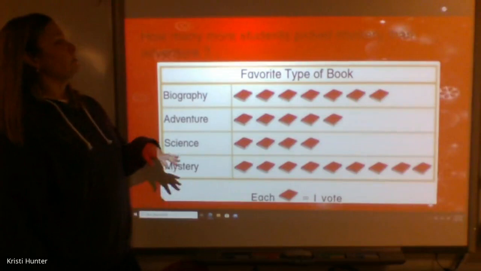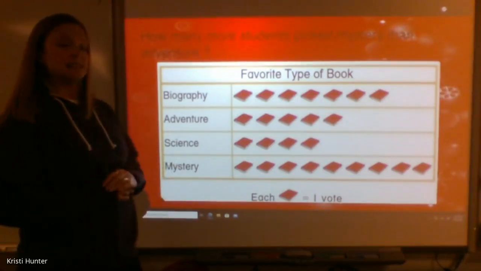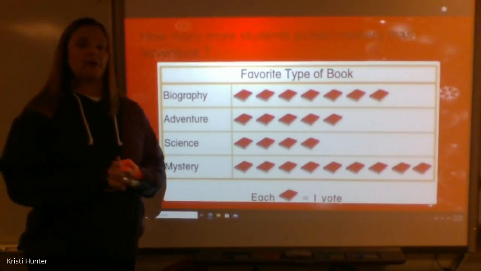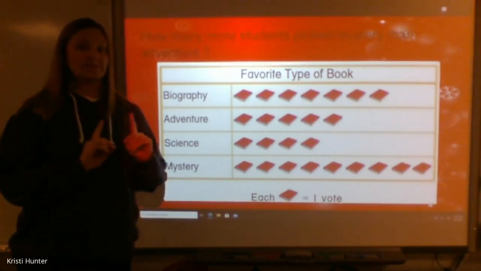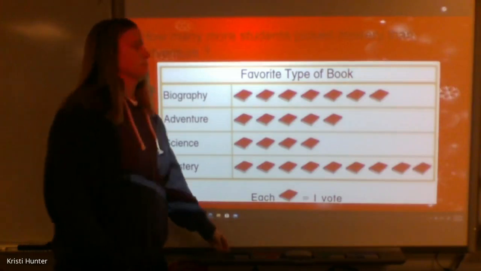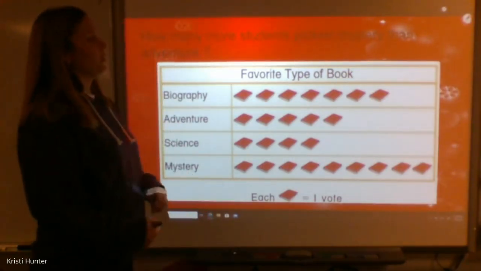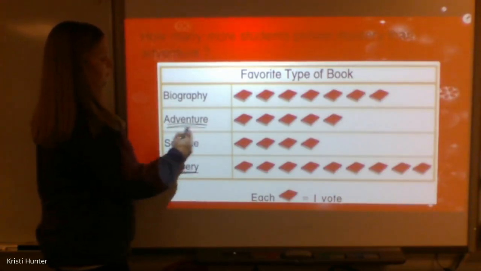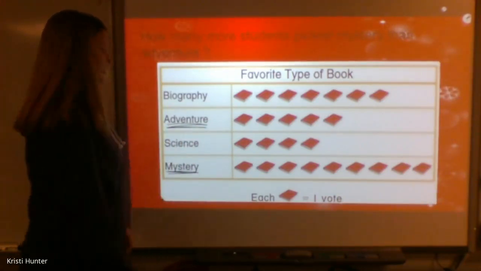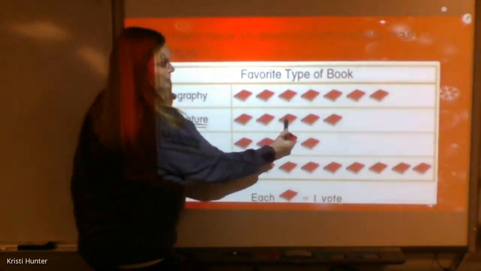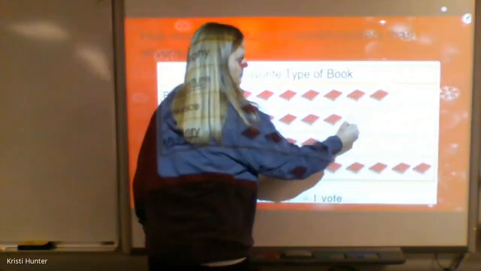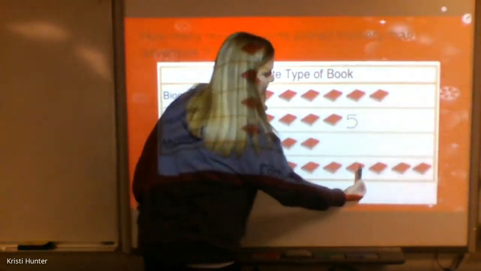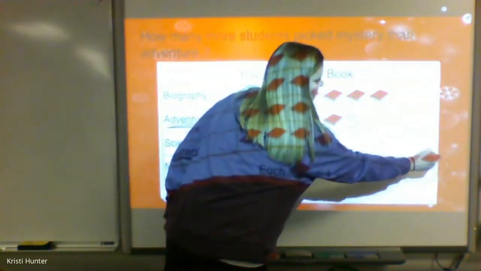How many more students picked mystery than adventure? This is where our question gets a little more complicated. We have to look at two different book types and compare those numbers. So it says, how many more picked mystery than picked adventure? Let's first find out what my numbers are here. Adventure has 1, 2, 3, 4, 5 books, and mystery has 1, 2, 3, 4, 5, 6, 7, 8, 9 books.